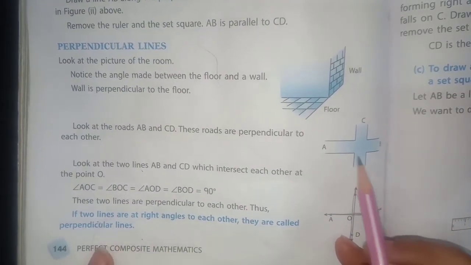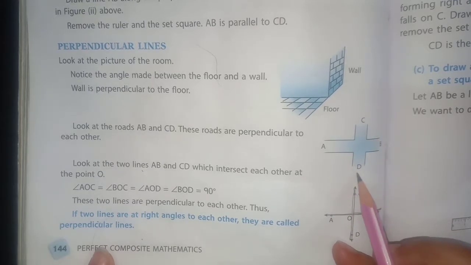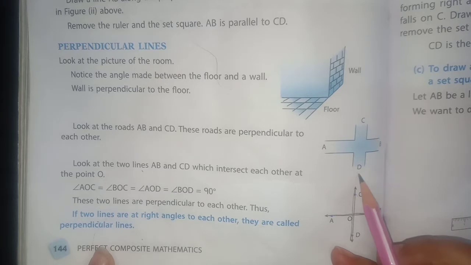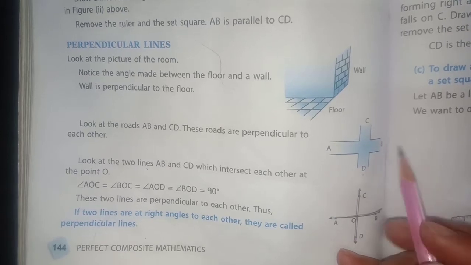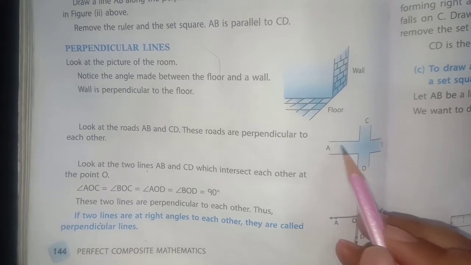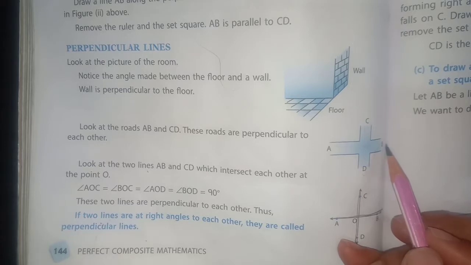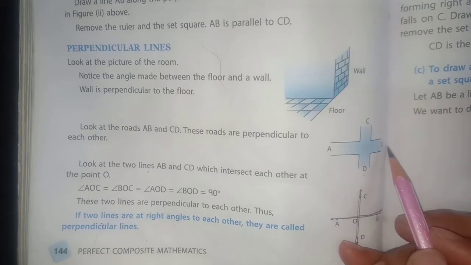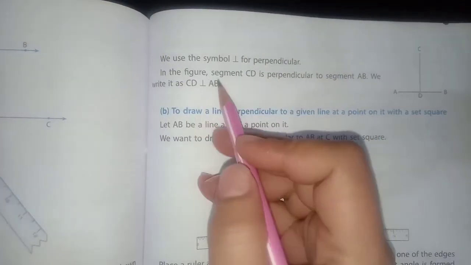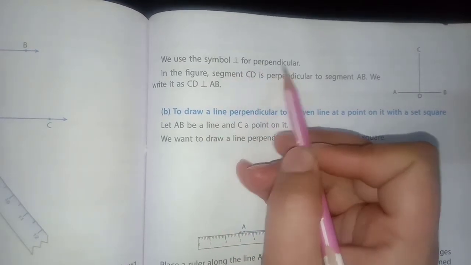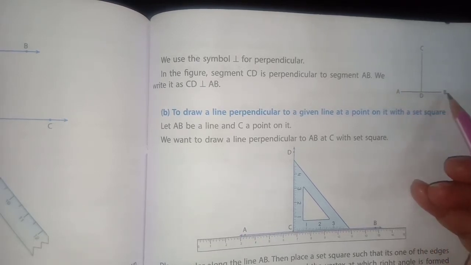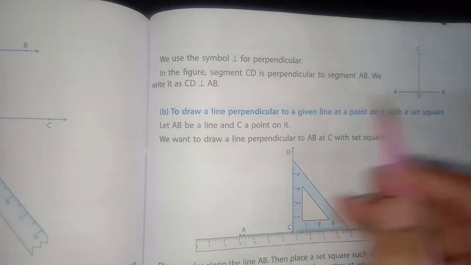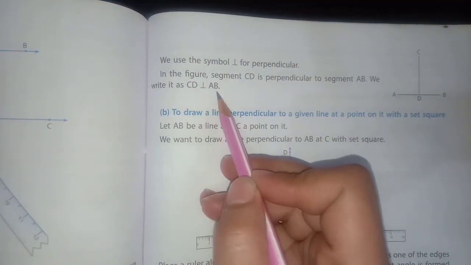Now, look at the roads. One is AB, another is CD. These roads are perpendicular to each other. Why? Because the two lines which we can see here, this one and this one, are at right angle to each other. That is why we say these two roads are perpendicular to each other. We use this symbol for perpendicular. Now in the figure here, CD is perpendicular to segment AB. So we write it as CD perpendicular to AB.